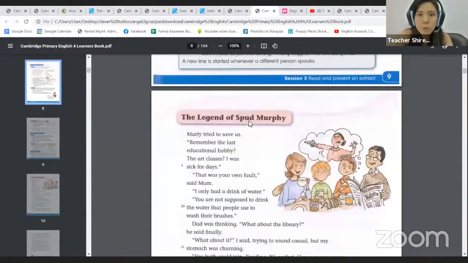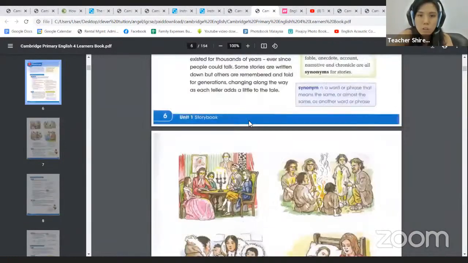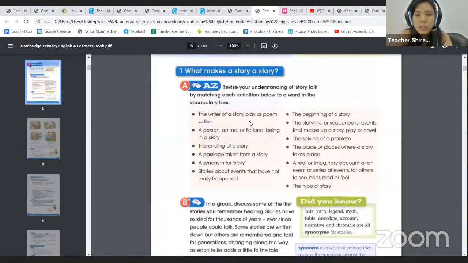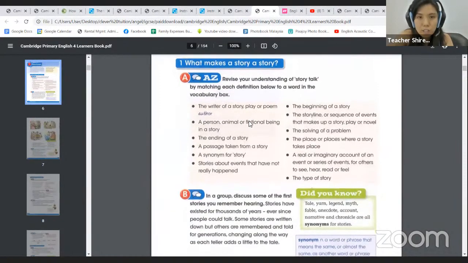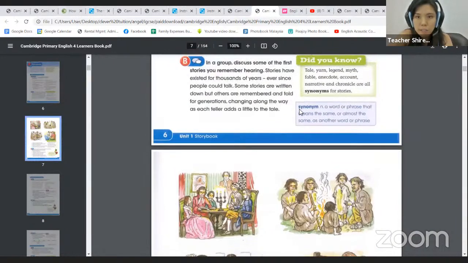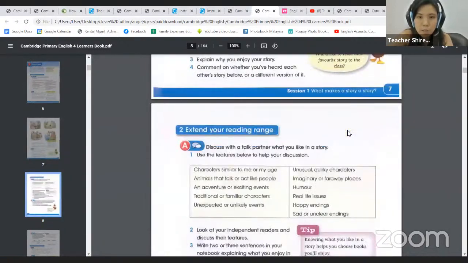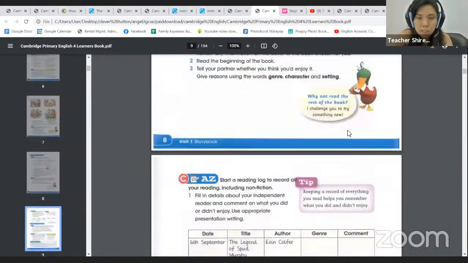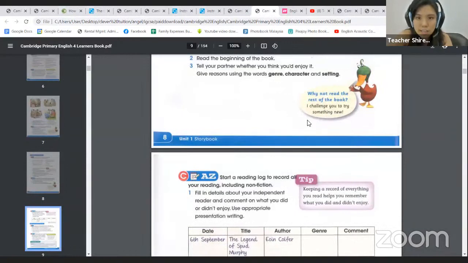In chapter 1, we learned about all the settings, what is called tale, what is called myth. All this narrative we have already learned, author, all these words. Synonym means the same meaning. So we have learned all this part of it. The genre, character, and settings all done.